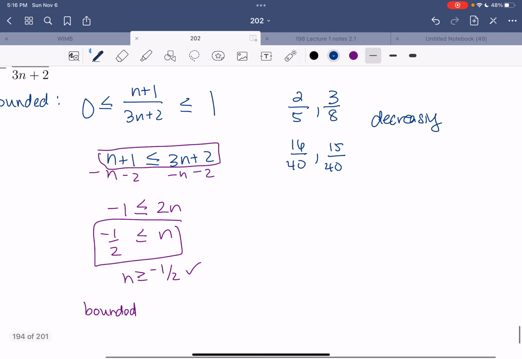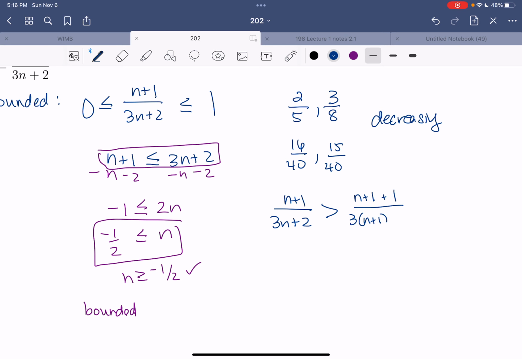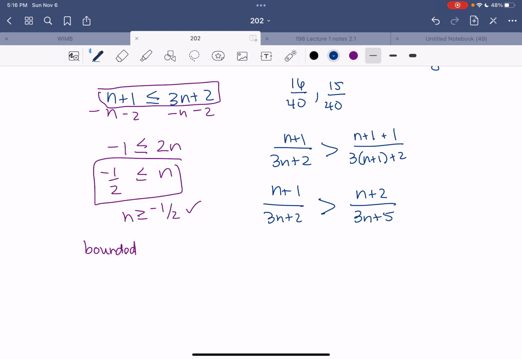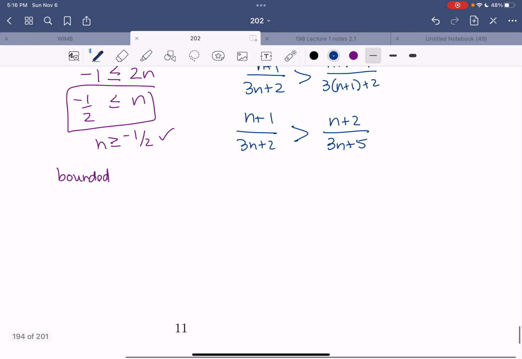And so we want to show that n plus 1 over 3n plus 2 is greater than n plus 1 over 3 times n plus 1 plus 2. So this is n plus 1 over 3n plus 2. And you have n plus 2. If you distribute that, that's 3n plus 3, so that's 3n plus 5. Okay, so now what we want to do is multiply both sides, or essentially cross multiply here. Multiply both sides by the denominators.